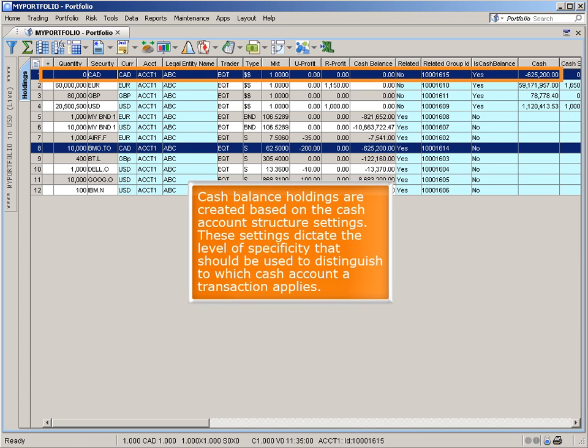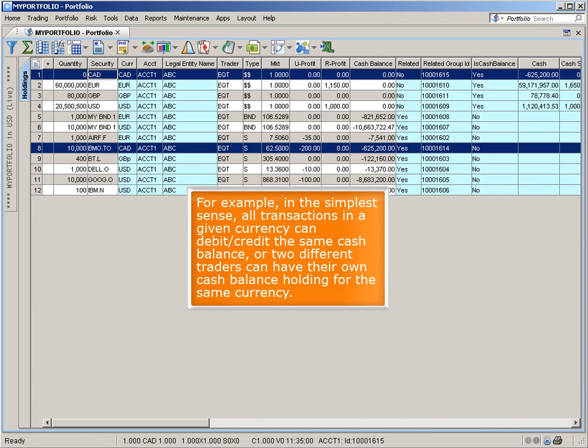Cash balance holdings are created based on the cash account structure settings. These settings dictate the level of specificity that should be used to distinguish to which cash account a transaction applies. For example, in the simplest sense, all transactions in a given currency can debit or credit the same cash balance, or two different traders can have their own cash balance holding for the same currency.